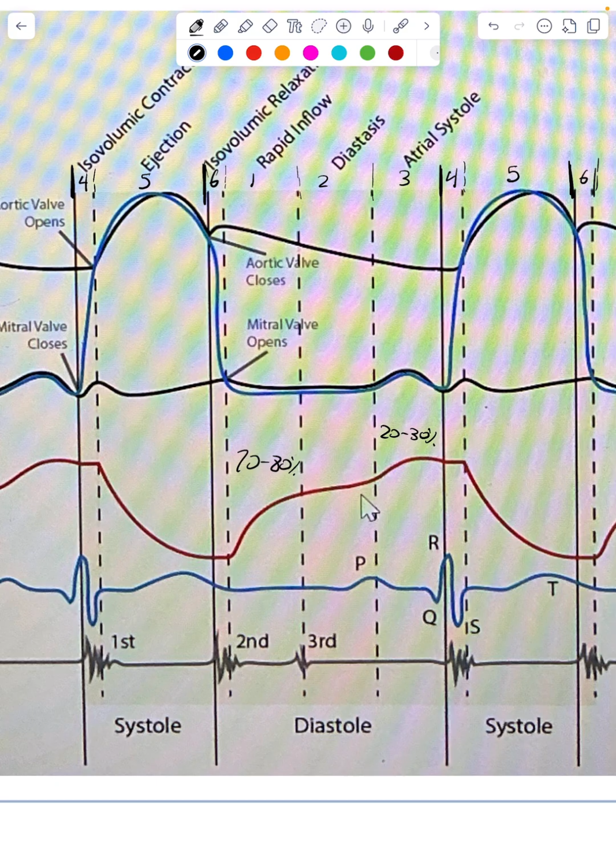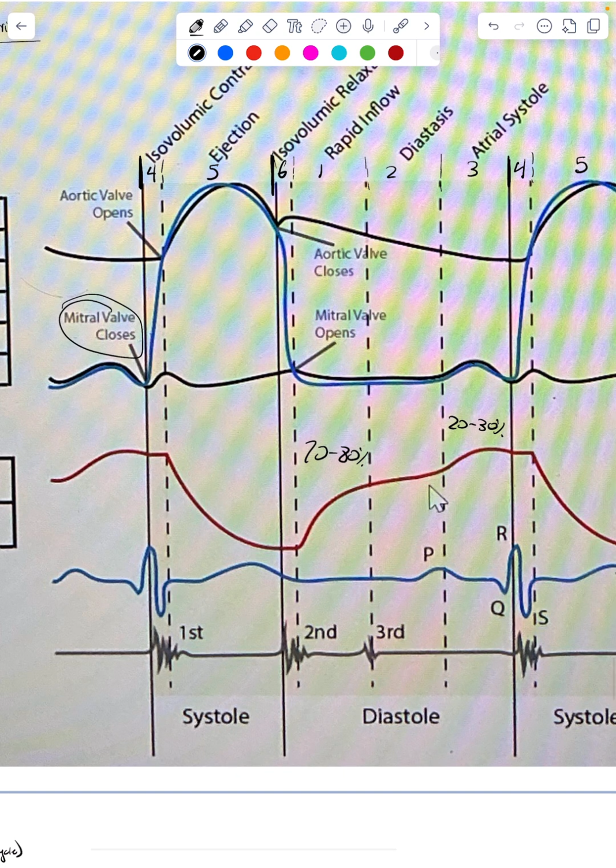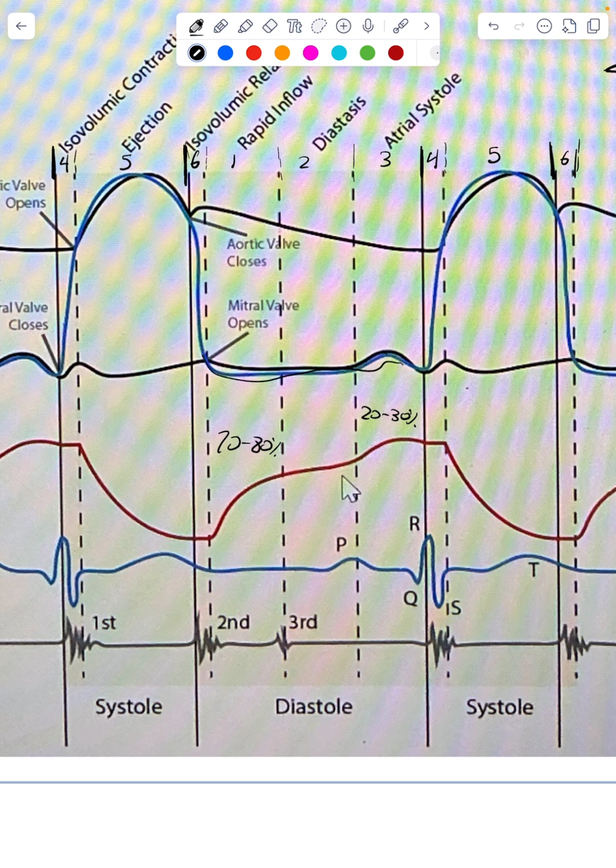So these lub and dub noises are the closing of the valves: the closing of the mitral valve is the first one, lub. Dub is the second one, and this right here is actually a third one, and that's from the mitral valve opening and the blood flooding into the ventricle. It causes this vibration noise, and you can hear a shh noise. So you can get a lub sh dub, a lub sh dub, a lub sh dub, right?